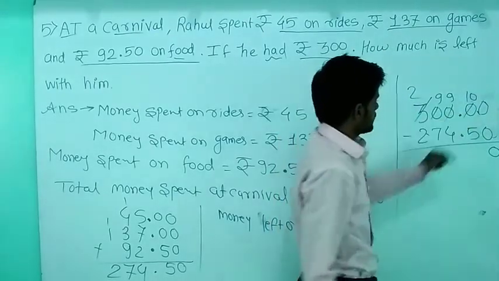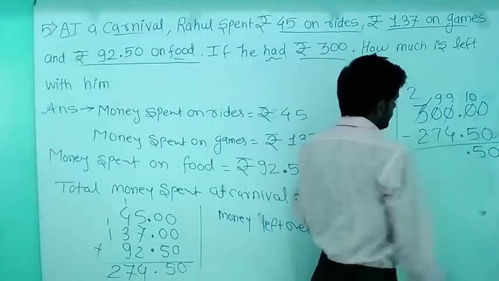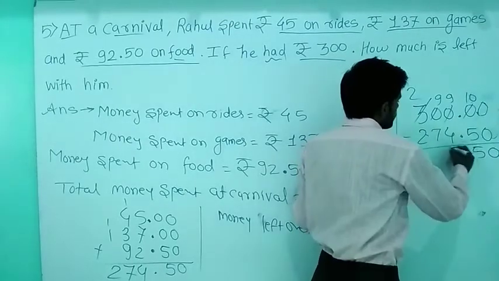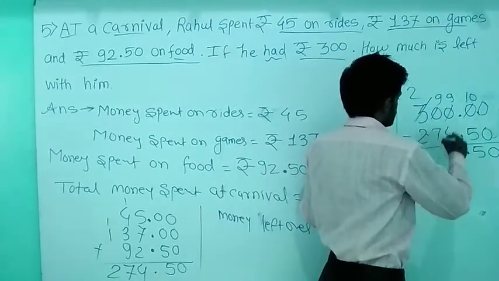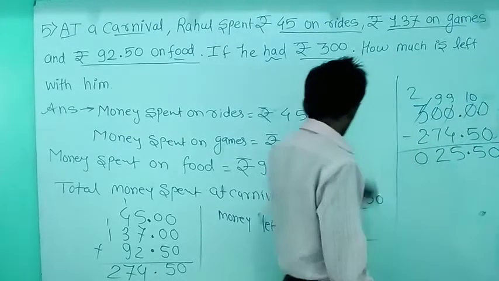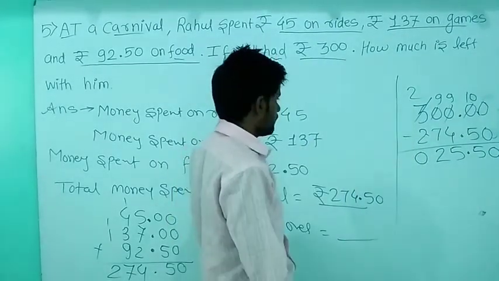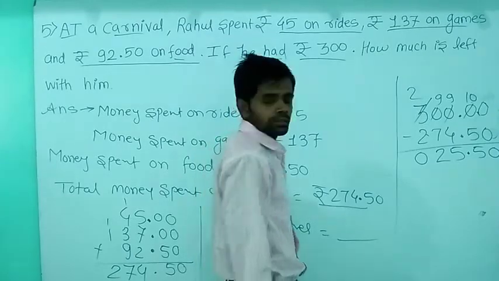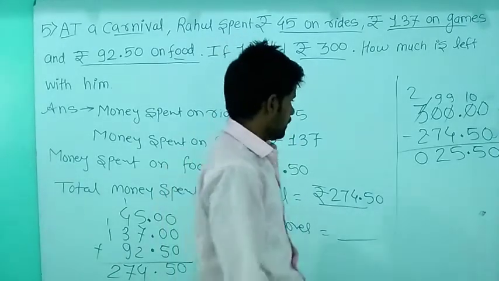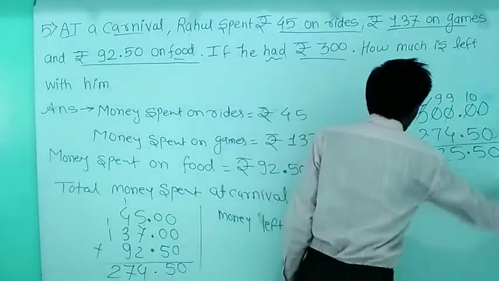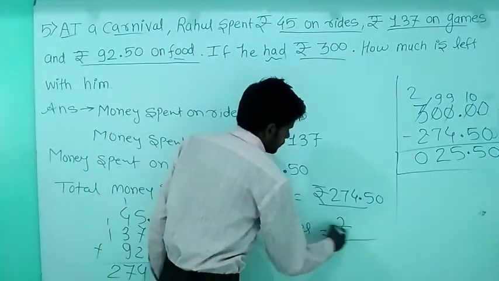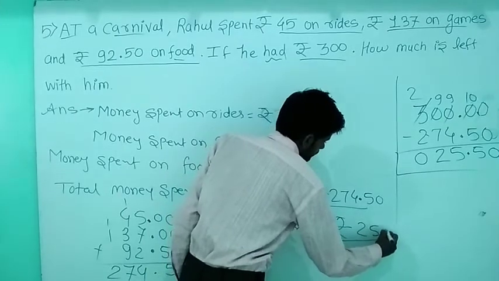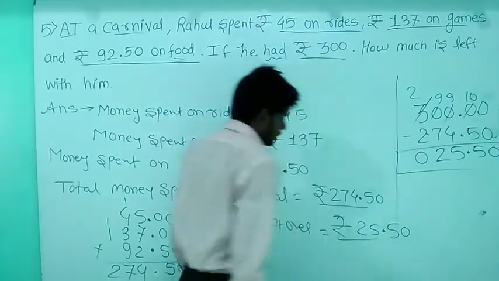Okay, now 10 minus 5 will be 5, this is point. 9 minus 4 is 5, okay. 9 minus 7 is, here will be 0, okay, and that is 2. So that is 25 rupees and 50 paise, okay. That much amount is left over with the राहुल. ठीक है, तो अब यहाँ लिख देते हैं ₹25.50 is left over with the Rahul.